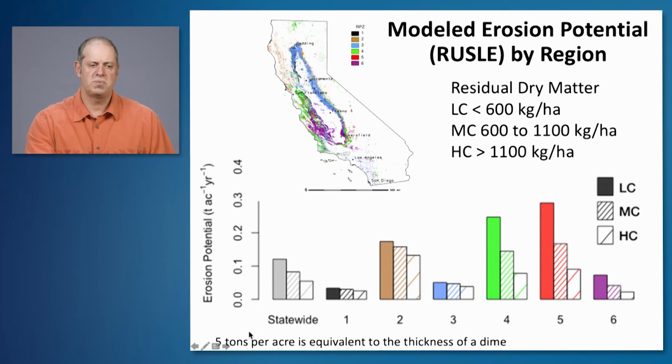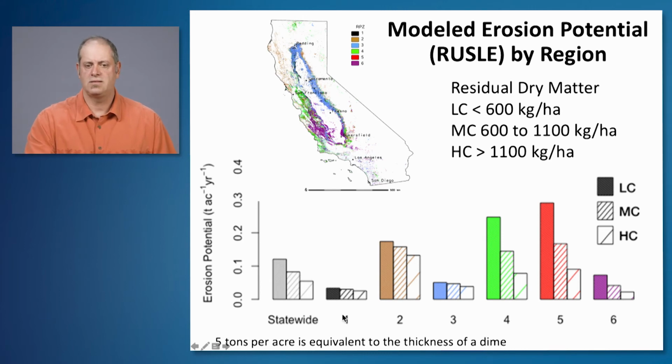Just for your own perspective, 5 tons per acre of erosion is equivalent to the thickness of a dime. And so we're much, much lower than that here in this modeled scenario. So very little soil loss is occurring on these landscapes. But over time that can add up. And also there are hot spots that we want to be aware of.